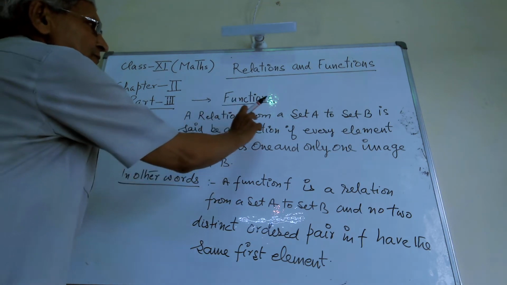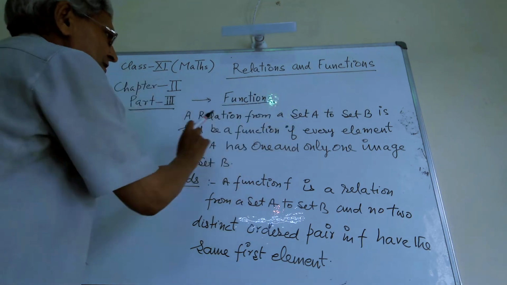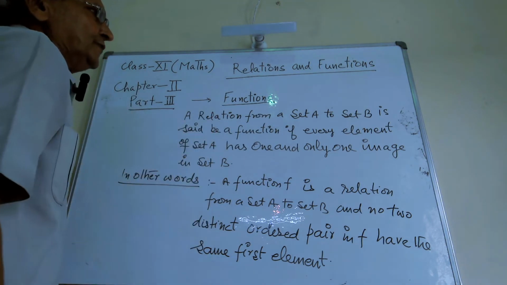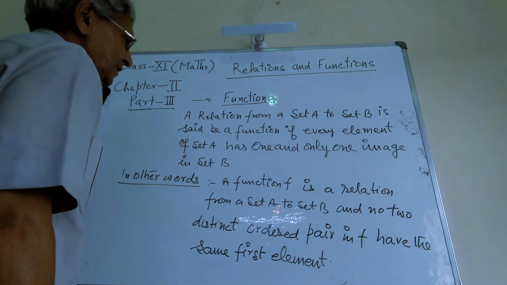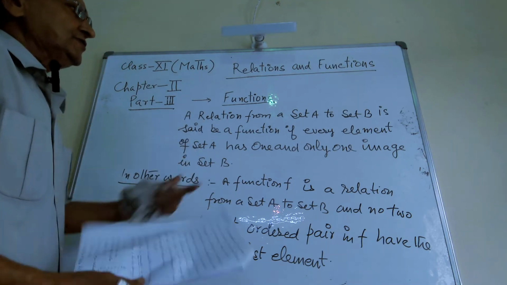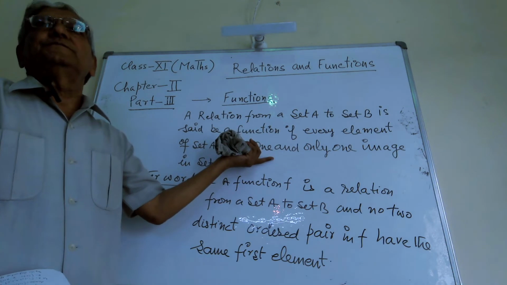A relation from a set A to B is said to be a function if every element of set A has one and only one image in set B. This is the definition of the function.